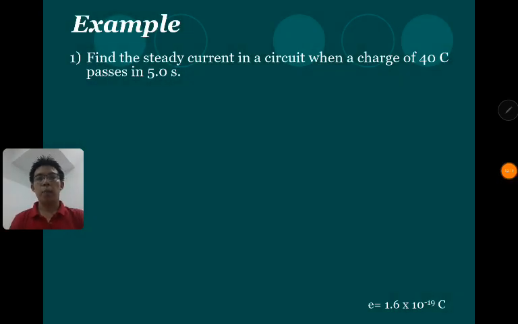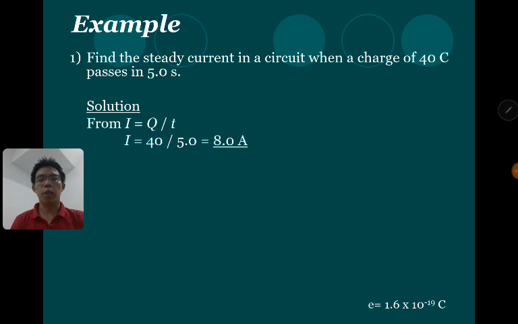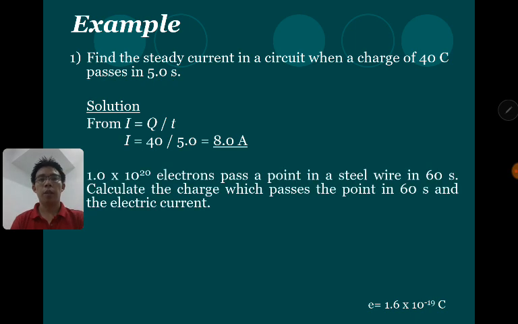Let's look at one example of the calculation here. Find the steady current in the circuit when a charge of 40 coulomb passes in 5 seconds. From I equals Q over t, we have 40 coulomb divided by 5 seconds, so that's 8 ampere. For the second question, we have this amount of electrons passing through in 60 seconds. Calculate the charge which passes the point in 60 seconds and the electric current.